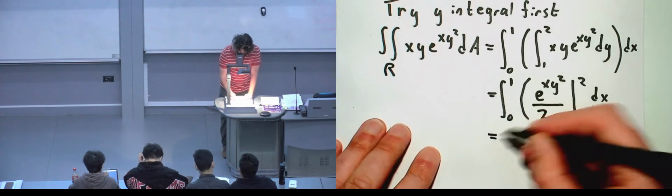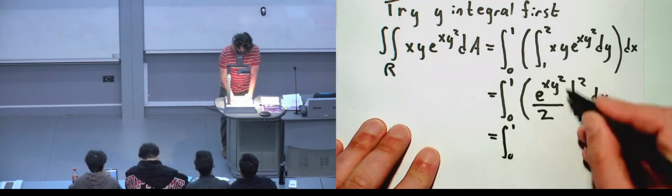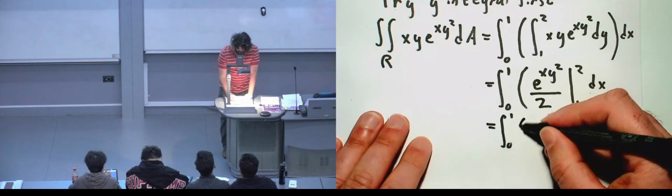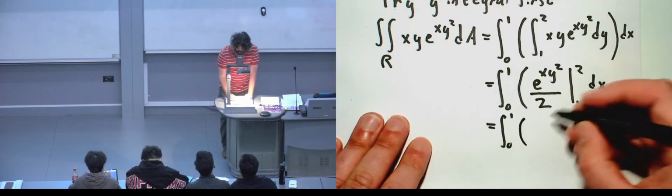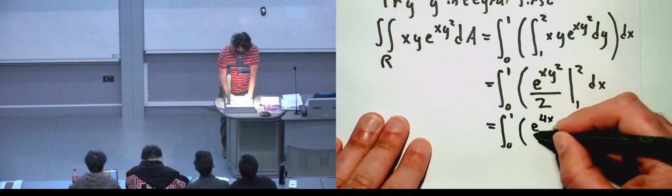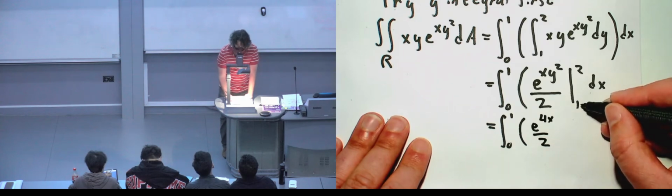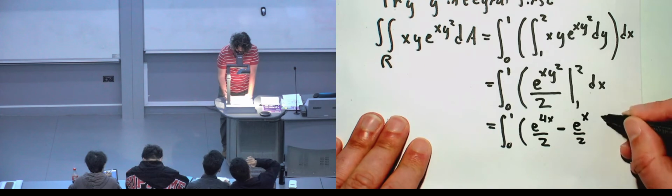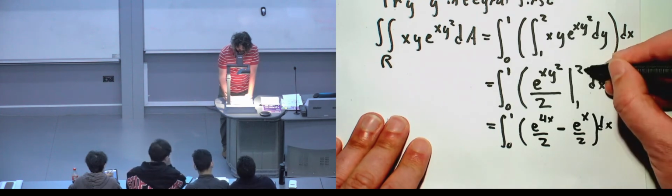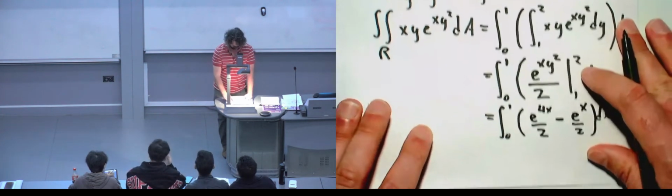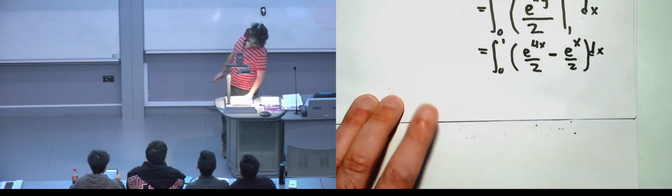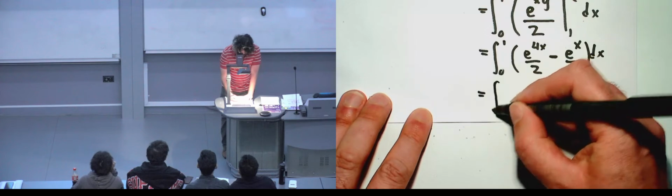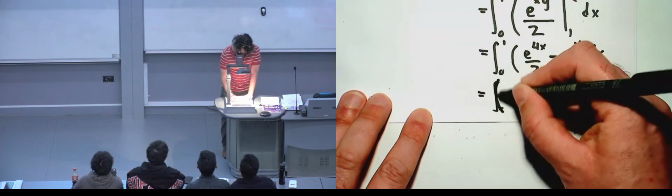Okay, and so this is already looking a little bit easier, as you can see. And so we have the integral from 0 to 1. We need to evaluate this indefinite integral between the two limits. When we evaluate at y equal 2, we get e to the 4x over 2. When we evaluate at y equal 1, we get e to the x over 2. And now you can do the indefinite integral of those exponentials fairly easily.